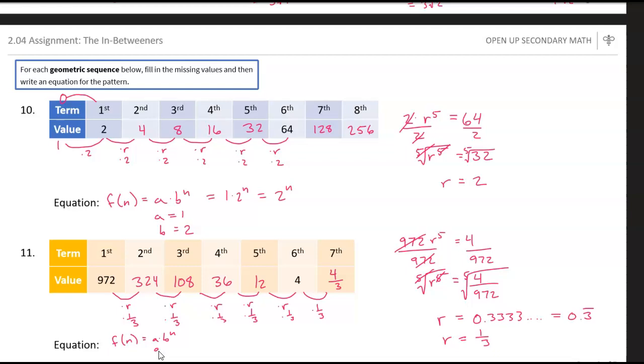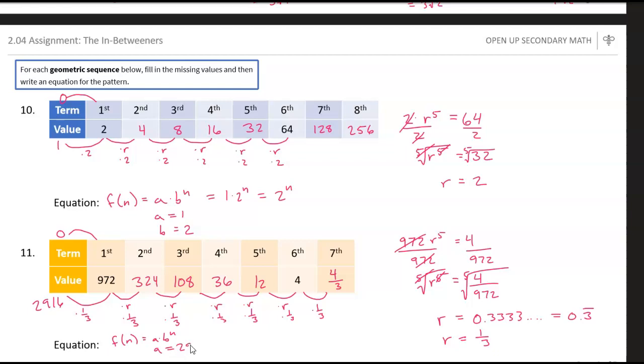Where a is our value at 0. We haven't figured that out yet. We have to go back one step. Back one step. Okay, so it looks like we're going to have to divide by 1/3 now, or multiply by 3. 972 times 3 is 2916.